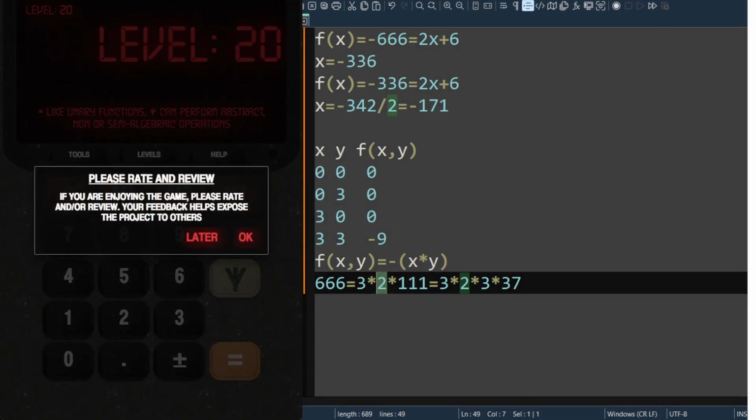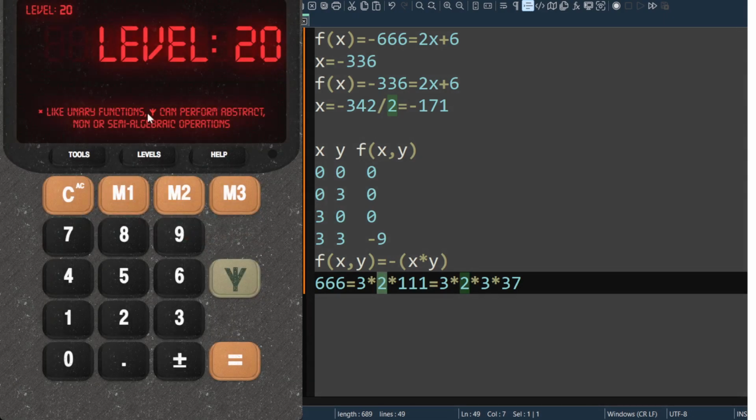Please rate and review. I think... no. Not for now. I'm only at level 20. Like unary functions, Psi can perform abstract non- or semi-algebraic operators.